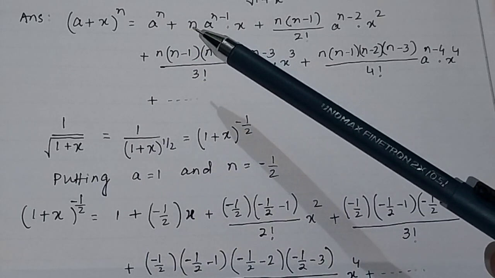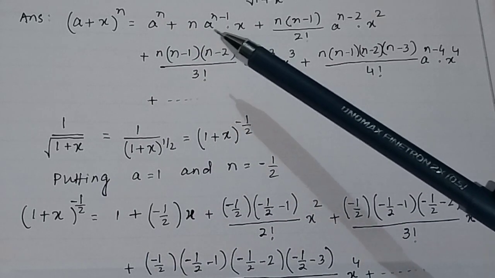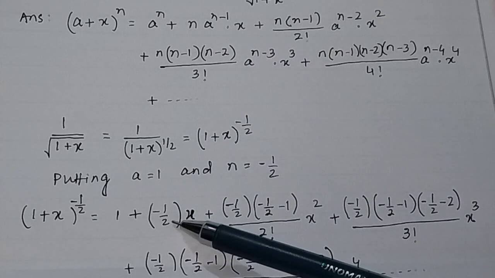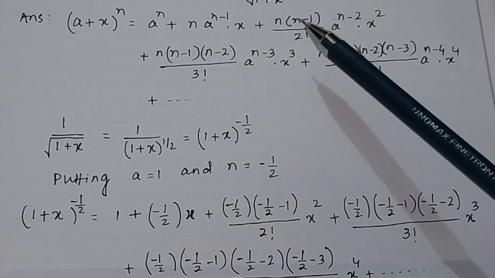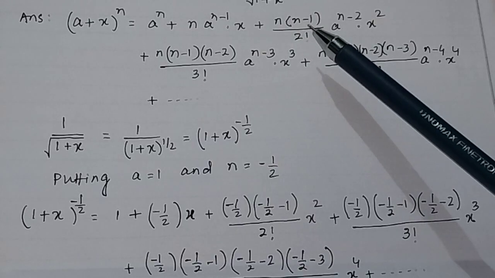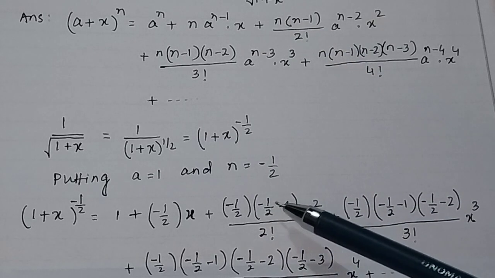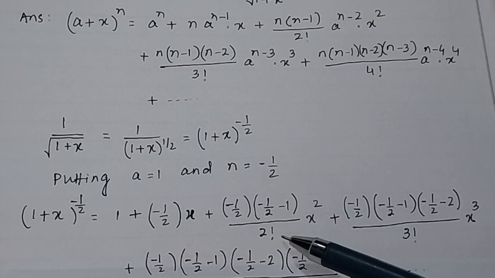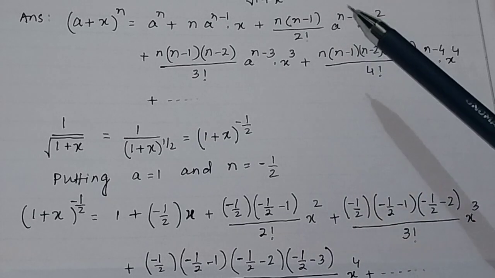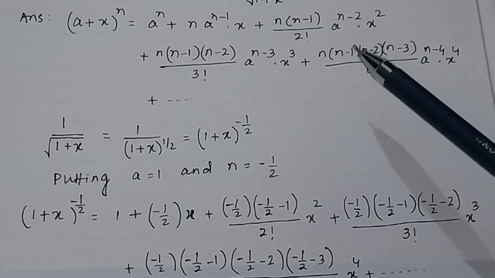What will be the second term? The second term will be equal to n into x, so minus half into x. What will be the third term? n into n minus 1 divided by factorial 2, so minus half into minus half minus 1 divided by factorial 2 into x square. We have not taken the power of a.